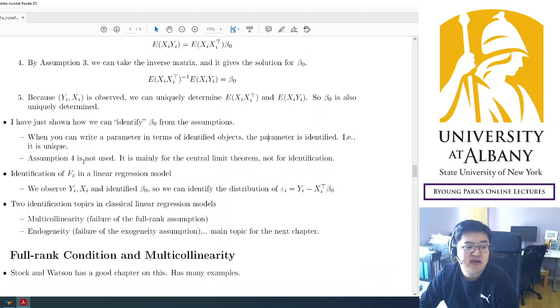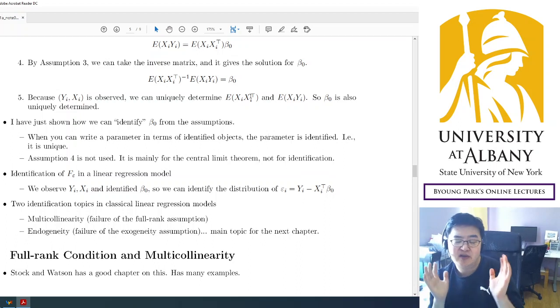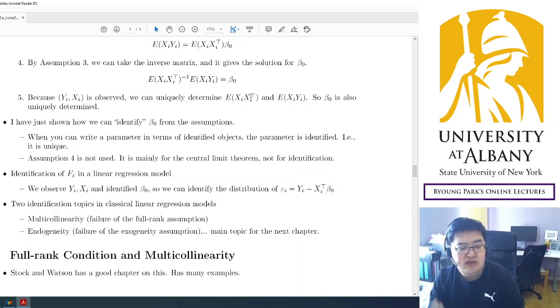And let's think about identification of epsilon. Of course, epsilon is not observed, so epsilon itself is not a parameter because epsilon is random. But for example, if you'd like to identify the distribution of epsilon, such as its variance, then how can we do that? We observe y and x, and we identified beta. So epsilon is identified as y minus x transpose beta 0. When beta 0 is known, epsilon is also identified. So from the identified epsilons, you can identify its distribution.